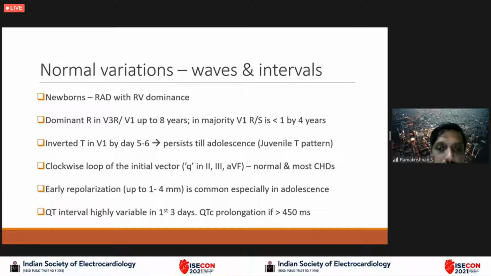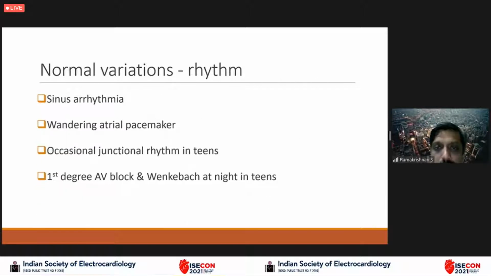So normally you have a clockwise loop of the initial vector. That is, you have Q waves in 2, 3, and aVF. And that is normal and it's common in most CHDs. Early repolarization is common, especially in adolescents. And the QT interval is highly variable in the first 3 days. Generally, QT prolongation of more than 450 may be considered abnormal. Some of the abnormalities that are commonly found could be sinus arrhythmias, wandering atrial pacemakers, occasional junctional rhythm in teens, and first degree AV block and Mobitz type I in the night in teens, especially those who are physically more active.